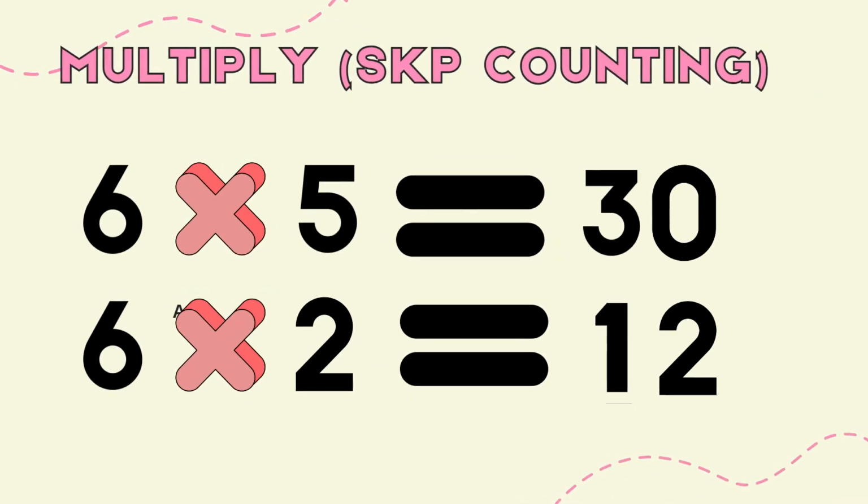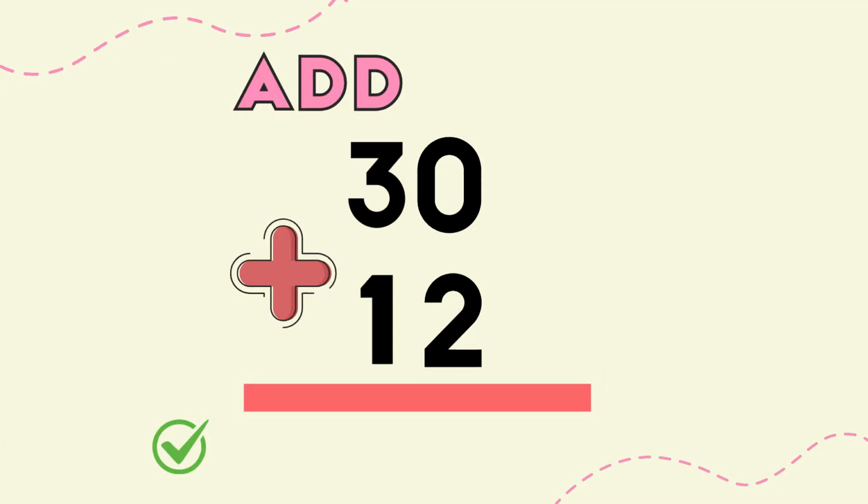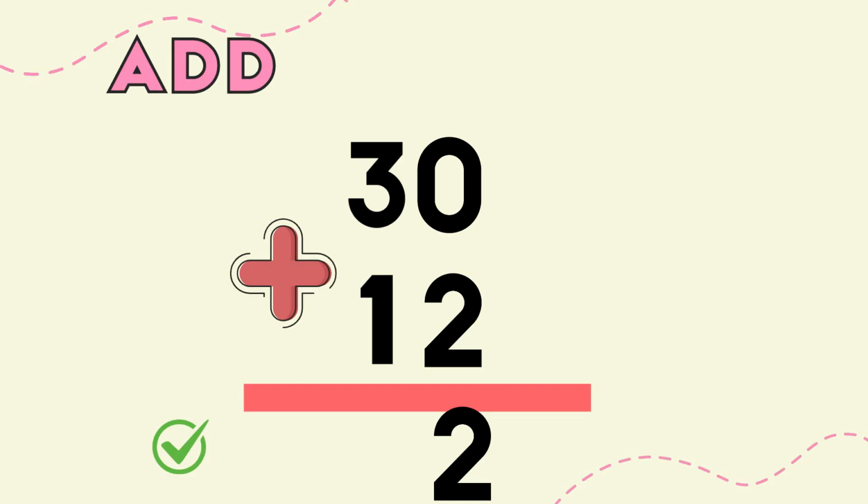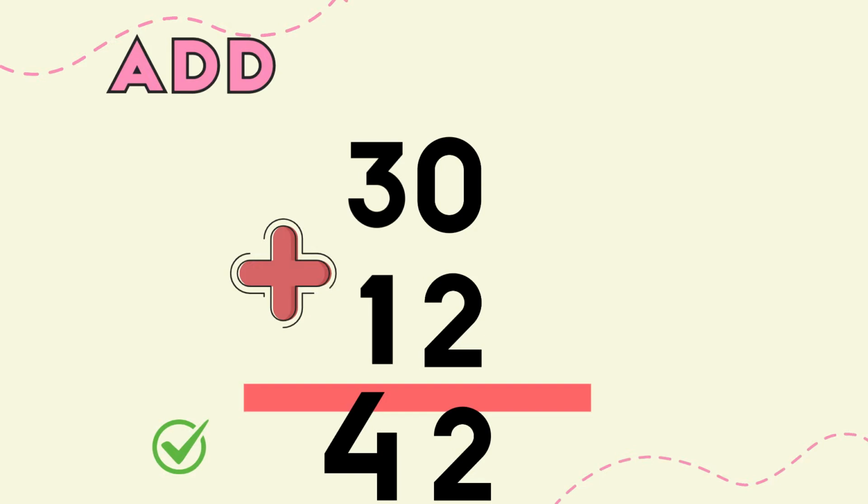Once we get our multiplication facts, the very last step is to add 30 plus 12. Let's start with the ones. 0 plus 2 is 2, and 3 plus 1 is 4. So my answer is 42. Did you count 42 dots at the very beginning? I hope that you have. That's the way we know that our answer is correct.